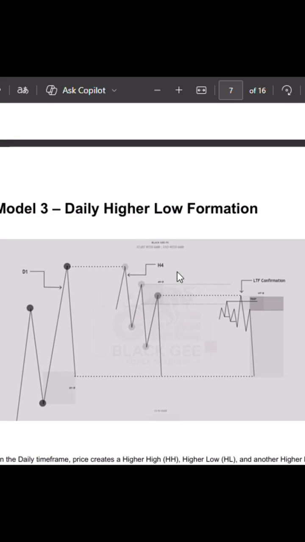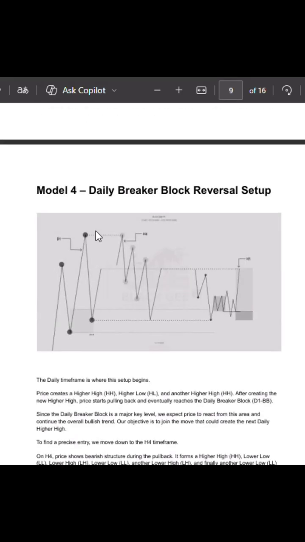So let me show you model 4. So guys, this is model 4. On model 4, when price taps into the daily breaker block, it's not a key level for us. So we are expecting price to push up to create a new daily higher high. So we move to the H4. There's no confirmation, so we move to the lower time frame.